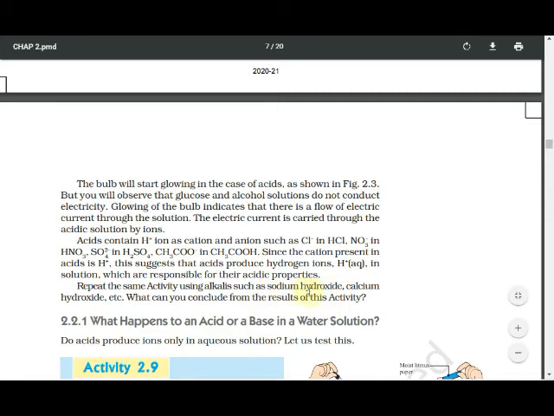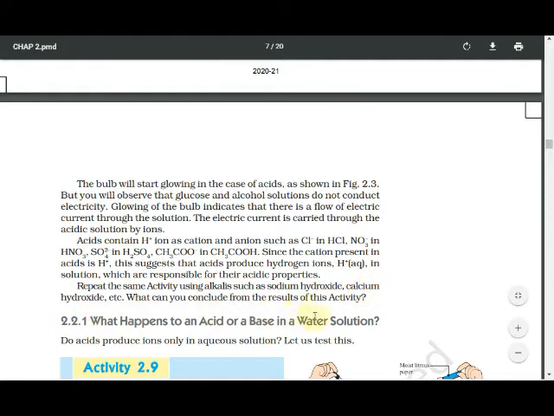NaOH. OH is the main constituent of bases, yes or no? H is the main constituent of acids, but OH is the main constituent of bases. And which bases dissolve in water? Those are known as alkalis. Bases which dissolve in water are known as alkalis.